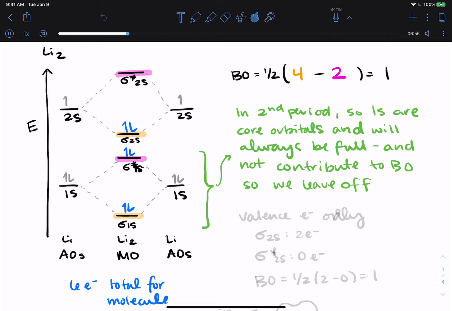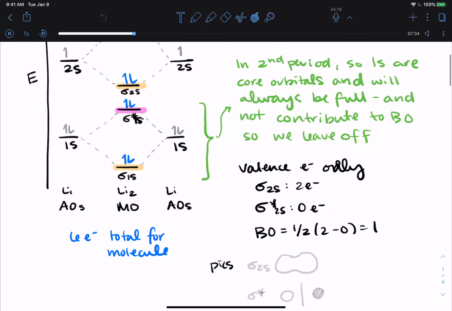core filled up. So if we did the bond order using the valence electrons only, which means my sigma 2s, which has 2 electrons in it, and my sigma star 2s, which has 0 electrons in it, my bond order is 1/2 of 2 minus 0, and I get 1. I get the same answer, so it's perfectly okay to leave the core off of our diagrams going forward. Now, we'll just tack this on at the bottom.